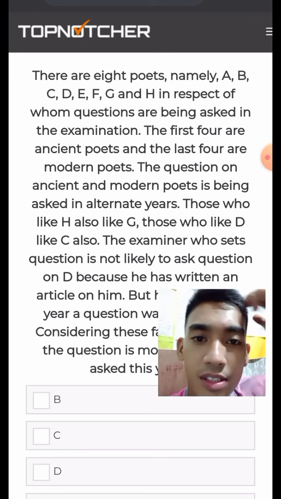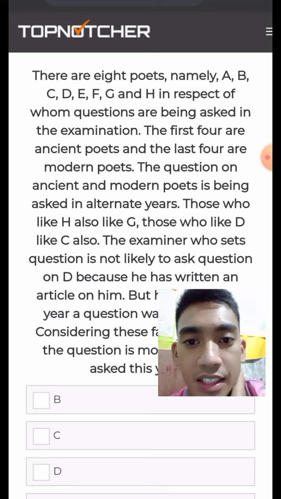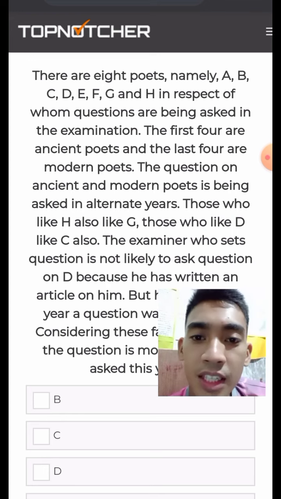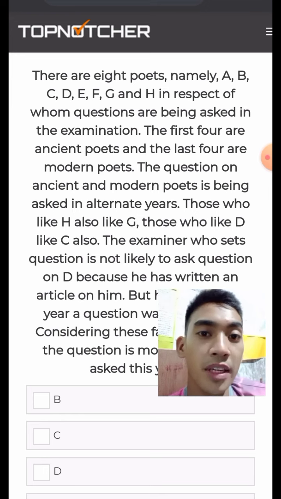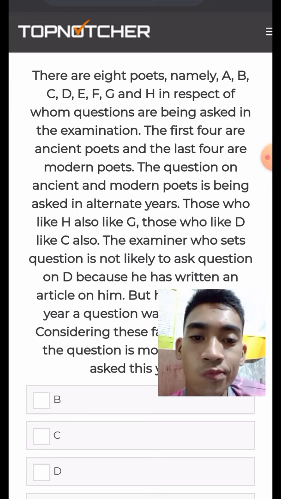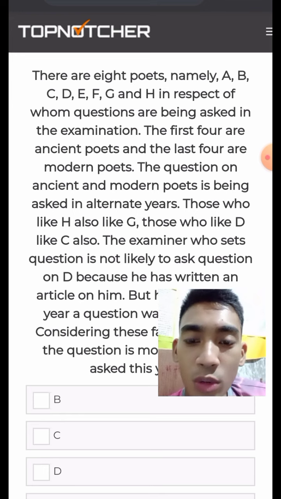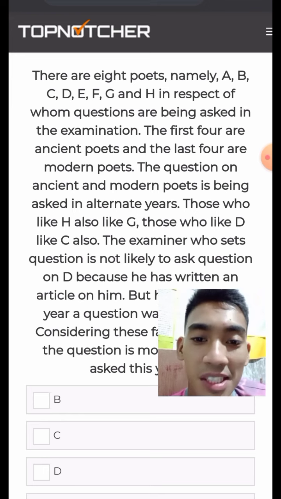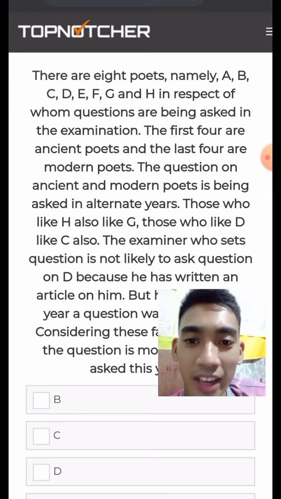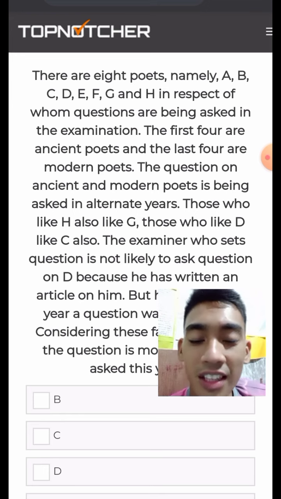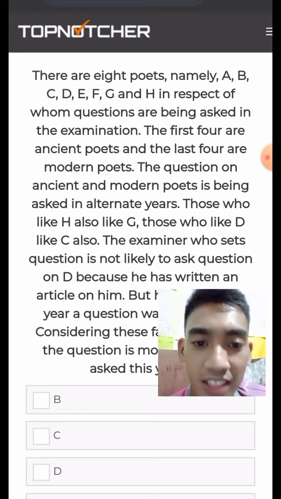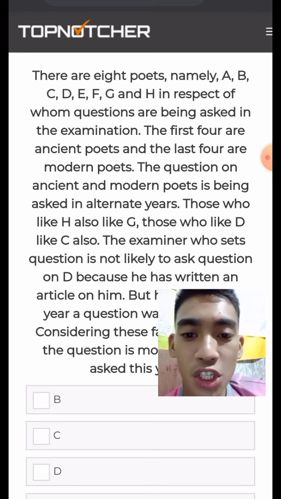There are 8 poets, namely A, B, C, D, E, F, G, and H, in respect of whom questions are being asked in the examination. The first 4 are ancient, A, B, C, D. The last 4 are modern poets. The question on ancient and modern poets is being asked in alternate years. Okay, alternate. So first, ancient. The next year, modern. The next will be ancient. Alternate. Those who like H also like G.